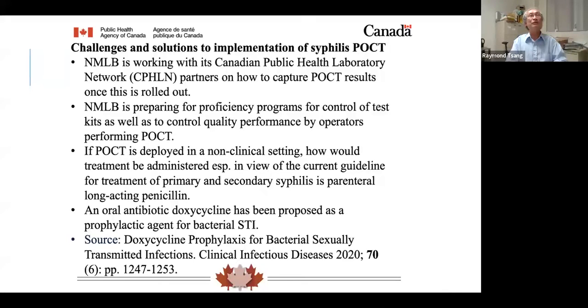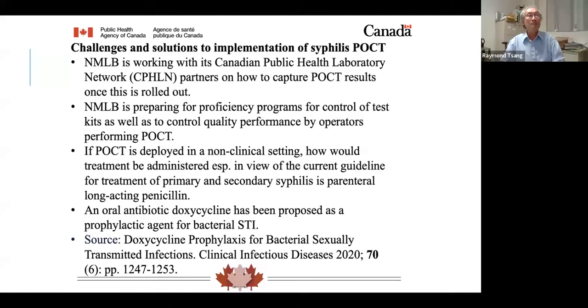So NMLB is working with the Canadian Public Health Laboratory Network and partners to discuss a system to capture the point-of-care test kit results once this is rolled out. NMLB is preparing a proficiency program for control of test kits, as well as to ensure quality performance by operators performing the point-of-care test kits. Another challenge is if point-of-care test kit is deployed in the non-clinical setting, how would treatment be administered, especially in view of the current guideline for treatment of primary and secondary syphilis, which is long-acting penicillin given in injection.